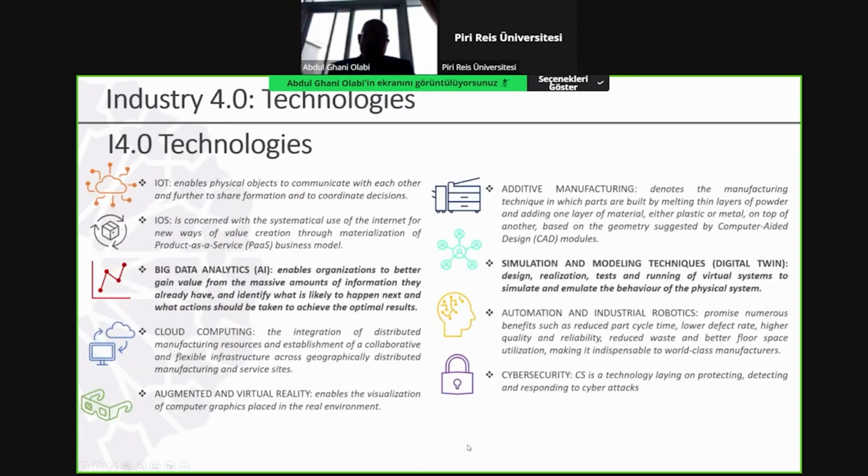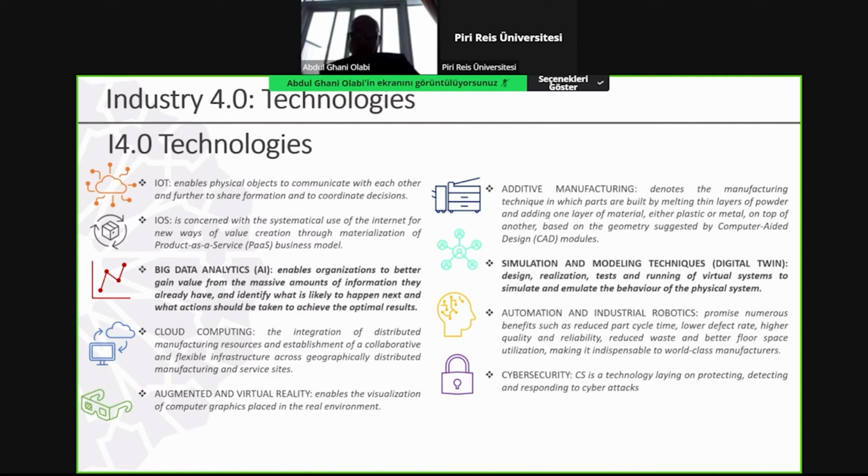So now from this Industry 4.0, I want to see what the main elements of Industry 4.0 are. The main element is IoT, Internet of Things, which enables physical objects to communicate with each other. Because we have this Internet of Things, we can further share information and coordinate decisions. IoS is concerned with the systematic use of the internet for new ways of creation through materialization of product as a service business model.